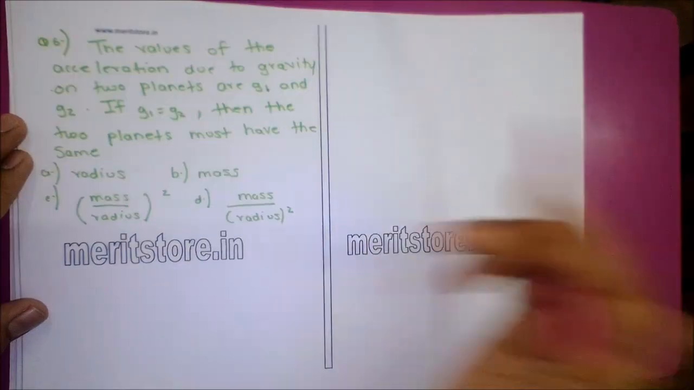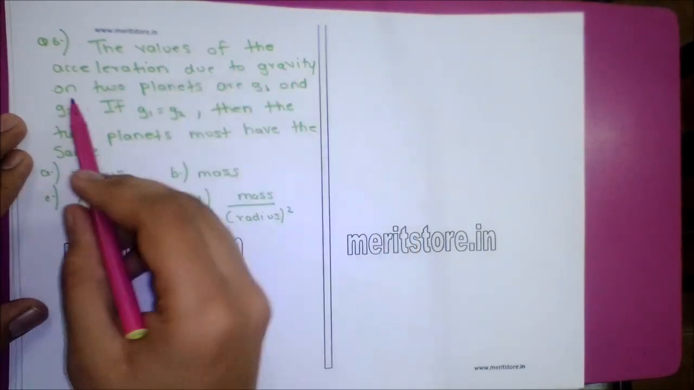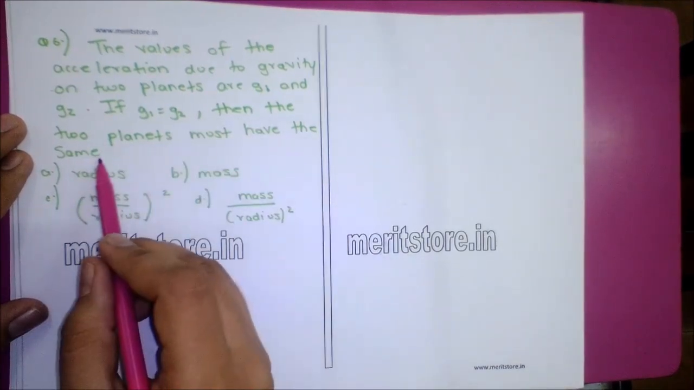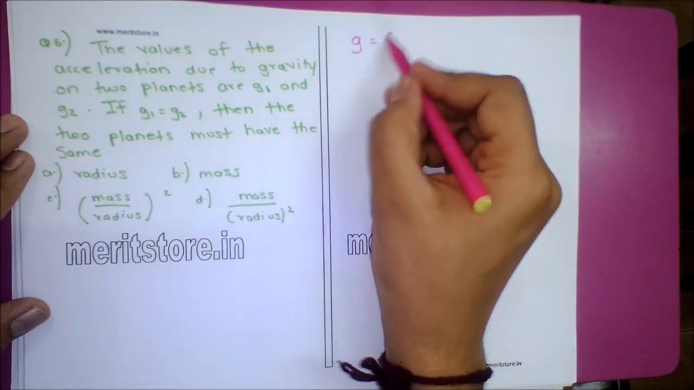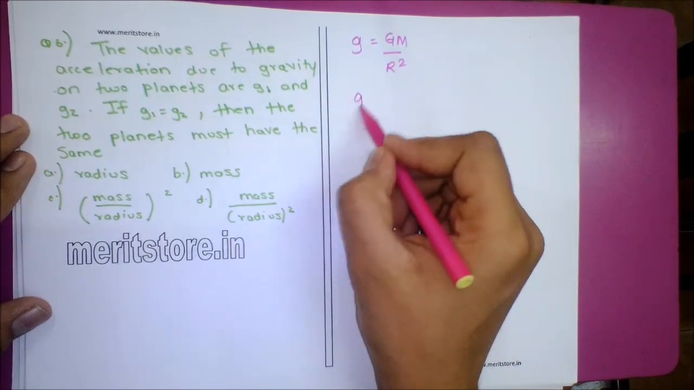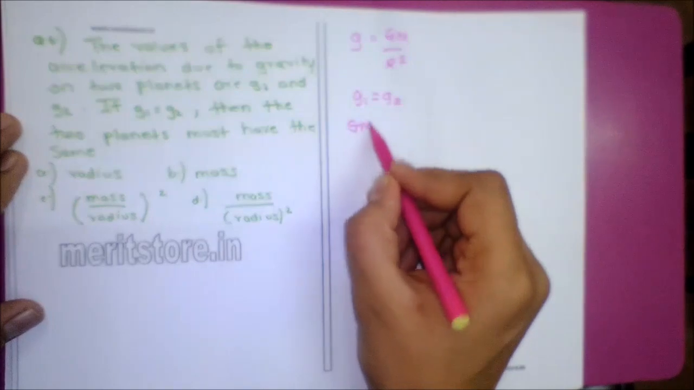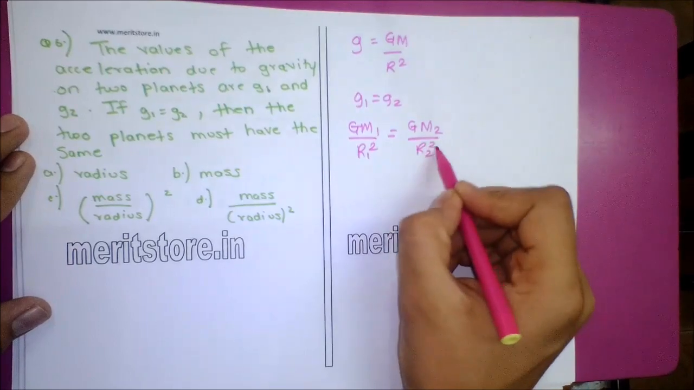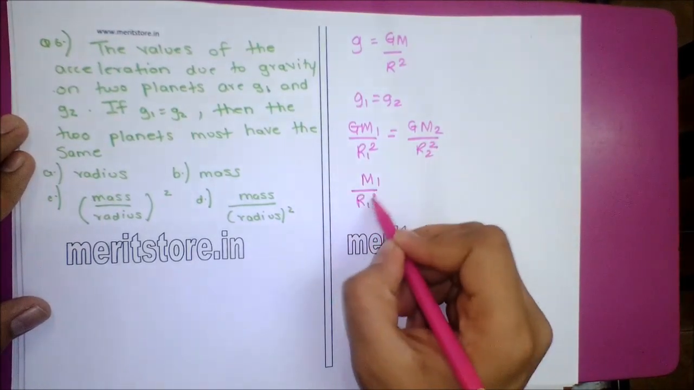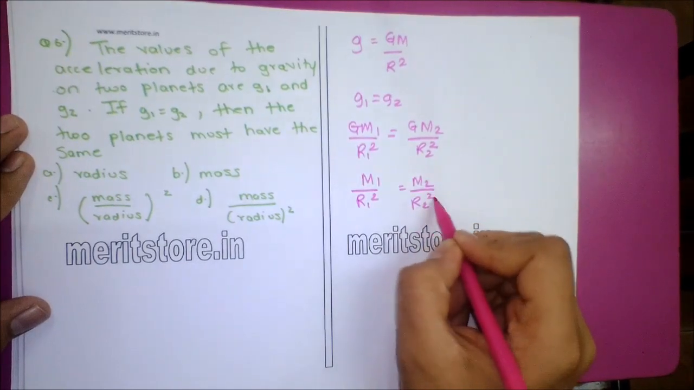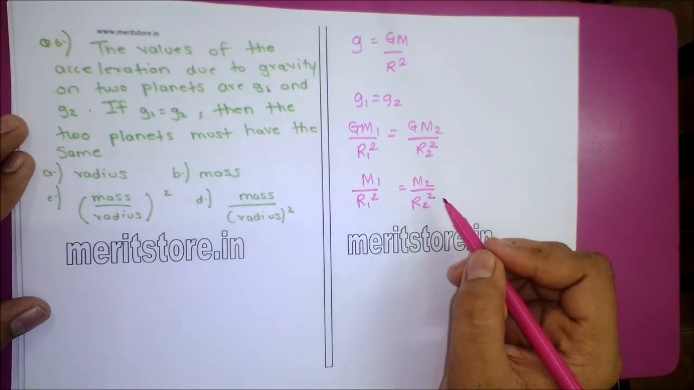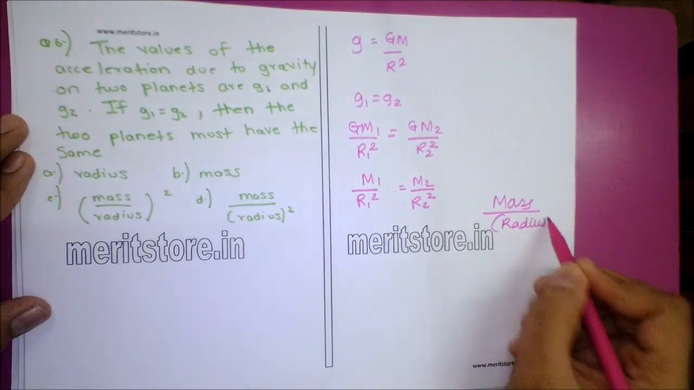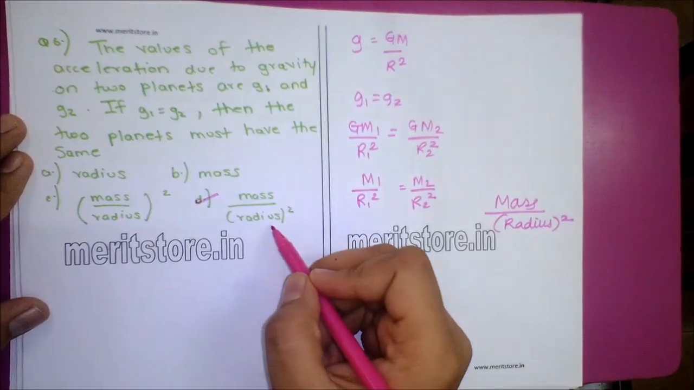Question 6. The values of the acceleration due to gravity on two planets are g1 and g2. If g1 is equal to g2, then the two planets must have the same. Now for any planet, the value of g is equal to Gm upon r square. g1 is equal to g2, so this will be written as Gm1 upon r1 square is equal to Gm2 upon r2 square. So m1 upon r1 square is equal to m2 upon r2 square. The two planets must have the same value of mass upon radius square. So option D, mass upon radius square, is the correct answer.